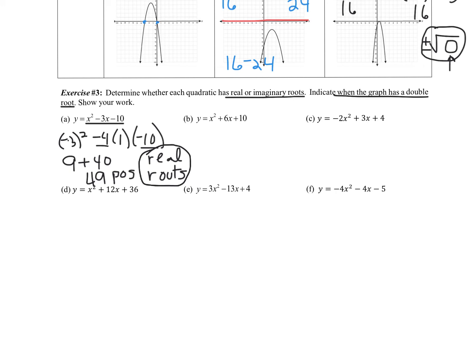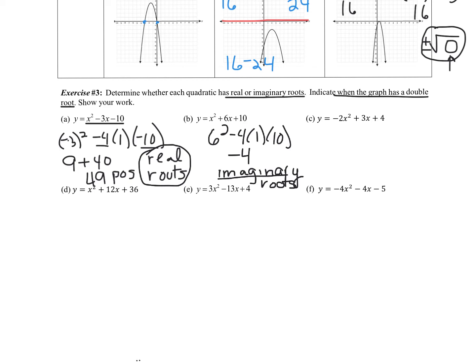My next one, for b squared minus 4ac, I have 6 squared minus 4 times 1 times 10. That gives me a negative 4, so that's complex or imaginary roots. Sometimes complex and imaginary are interchangeable. When we use those words, technically imaginary numbers are just talking about that there's an i in them, whereas complex numbers have the real and imaginary parts. So technically this is complex roots, but sometimes we refer to them as imaginary as well.